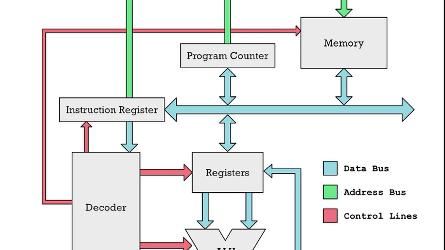The program counter, that is the PC, holds the memory address of the next instruction to be fetched.